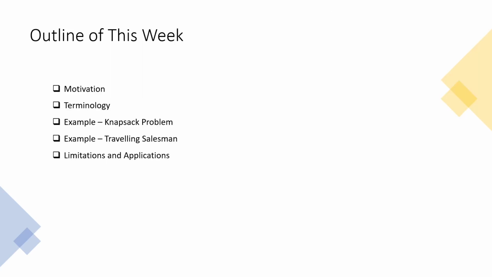Okay, that was basically the summary of the last week. Now let's start with the content of this week. This week we will be working on genetic algorithms. First, we will see what genetic algorithms are, why we need them, and then we will work on some terminology, and then we will see two examples. The first one is the knapsack problem, the second one is the traveling salesman problem, and then we will be working on some limitations and applications of genetic algorithms.